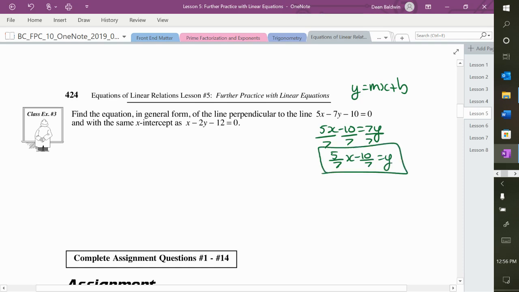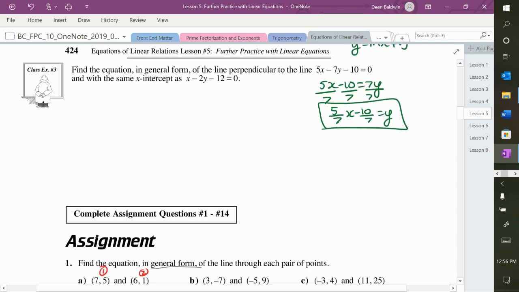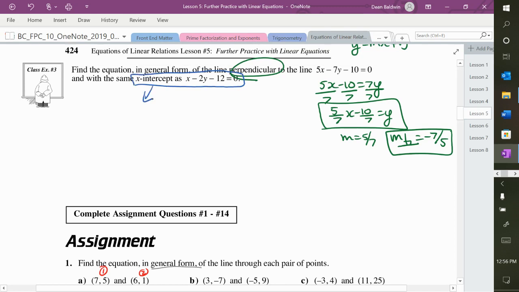Okay, so there is my equation. What's the slope? M is 5 over 7. I want perpendicular. So what's the perpendicular slope? Negative 7 over 5. Now we have the same x-intercept as this. What's the value of y at the x-intercept? That's y is equal to 0. So now put that in there and solve for x.